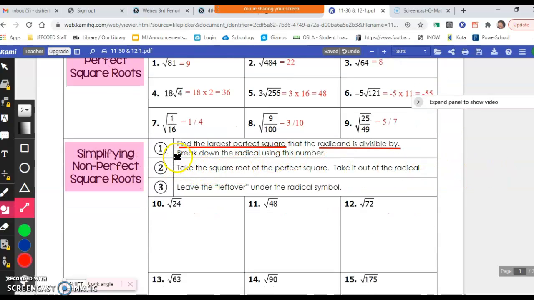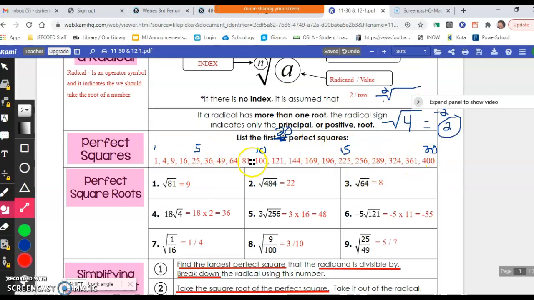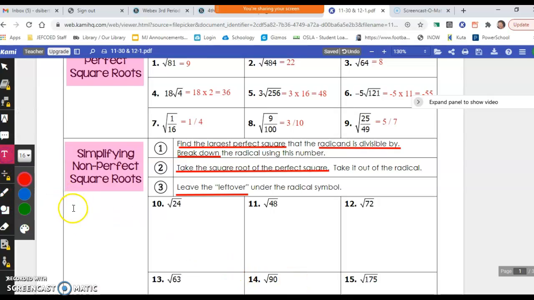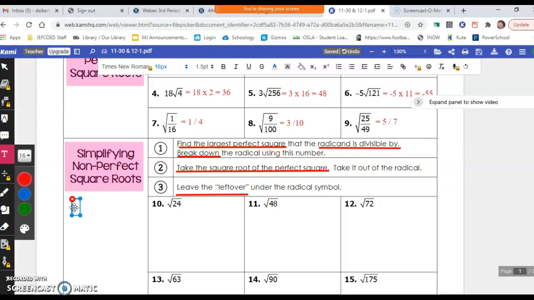Then you're going to break it down. Another word for breakdown is factor, or factor tree. After you do that, you're going to take the square root of the perfect square. So whichever one of these that you used, you're simply going to take the square root of it. That's going to be half of your answer. Then, the other half of your answer, you're going to leave it just as basically a leftover. It's going to be brought down and left behind. So, very simply, I want you to write this note right here, guys.